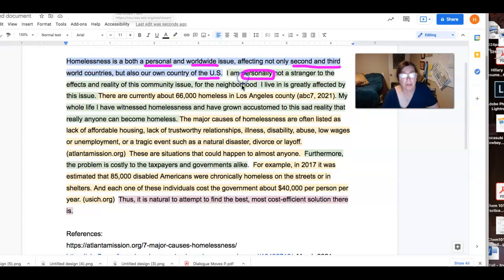He talks about how it personally affects him. We've got how it's happening in Los Angeles County, which is the US. Here's some more data on the US. But what we don't have so far is anything about second and third world countries. Once we get that, then we'll be able to have covered everything that we touched on in the topic sentence.